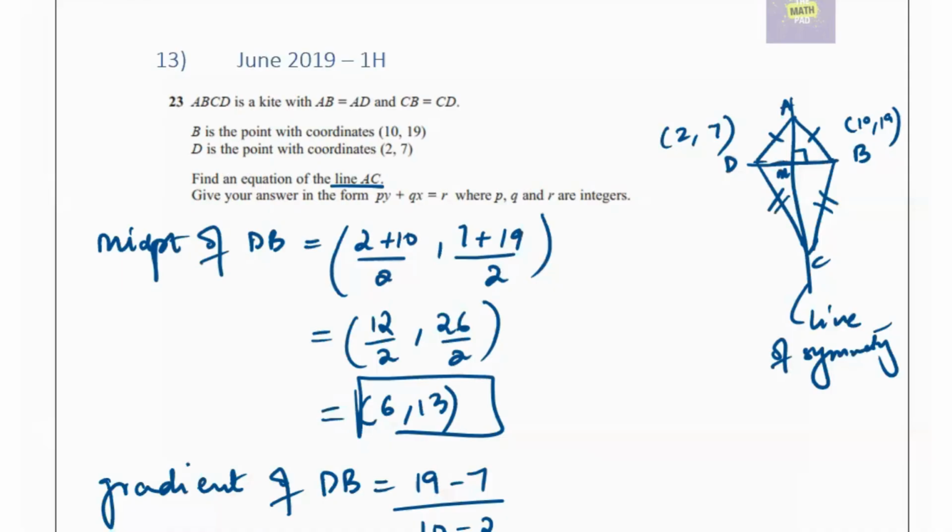And other than that, the shapes are very much similar. You're getting a trapezium, you're getting a kite, you're getting a triangle. That's it. These are the main shapes that get repeated more frequently. And you need to know how to find the midpoint, you need to know how to find the gradient, you need to know that for perpendicular lines, when you multiply the gradients, it equals -1. In parallel lines, the gradients are equal. So these are the basic rules you need to remember.